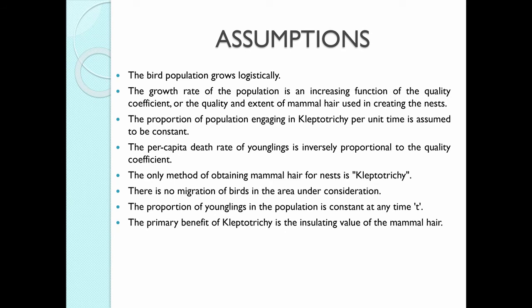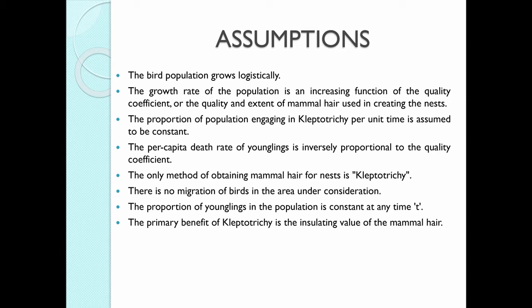The bird population grows logistically. The growth rate of the population is an increasing function of the quality coefficient, or the quality and extent of mammal hair used in creating the nest. The proportion of population engaging in kleptotrichia per unit time is assumed to be constant. The per capita death rate of young birds is inversely proportional to the quality coefficient.